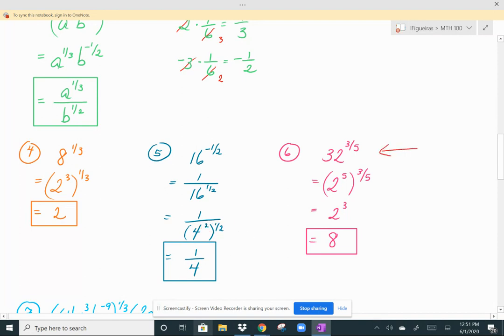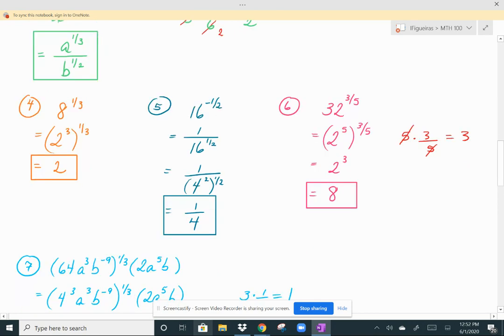I have 32 to the 3/5. 32 can get rewritten as 2 to the 5th power, because 2 times 2 times 2 times 2 times 2, 5 times is 32, raised to the 3/5. Then you multiply these two exponents, so 5 times 3/5, the 5s cancel, so that's equal to 3, so that's why we see 2 to the 3rd here. And 2 to the 3rd power, well, that means you multiply 2 3 times, and that gives me a value of 8.